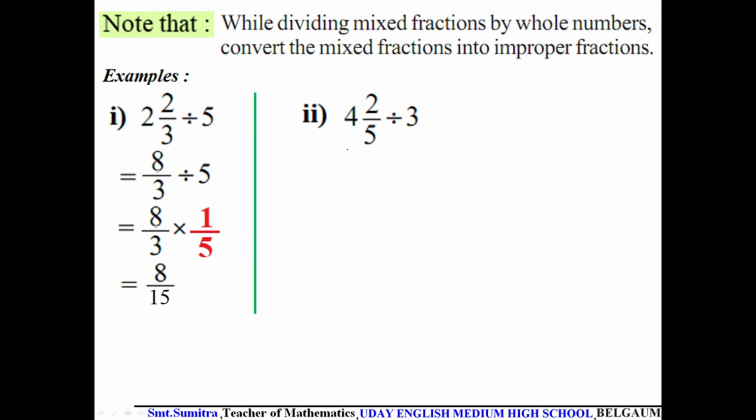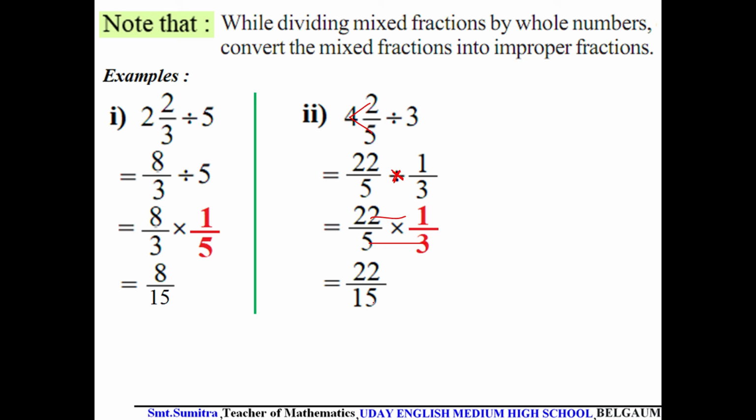4 integer 2 by 5 divided by 3. 5 4s are 20 plus 2, 22 by 3. And here 3, multiplication sign must be there. Please do this correction. Multiplication. 22 1s are 22, 5 3s are 15, 22 divided by 15.